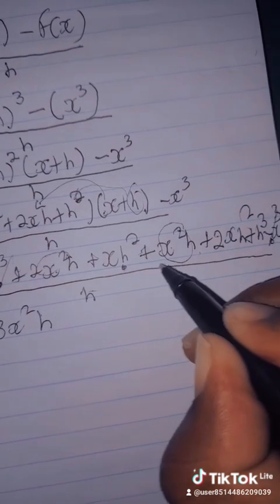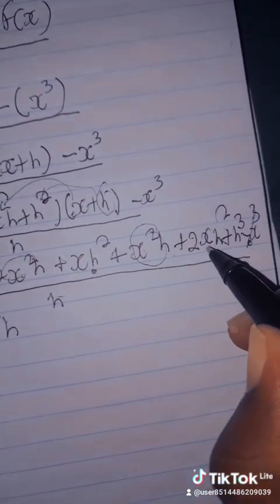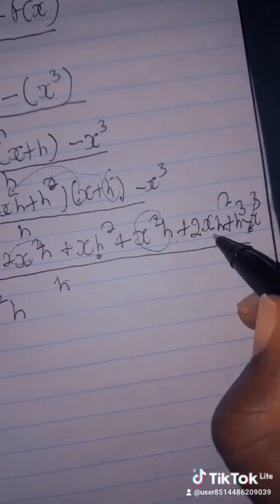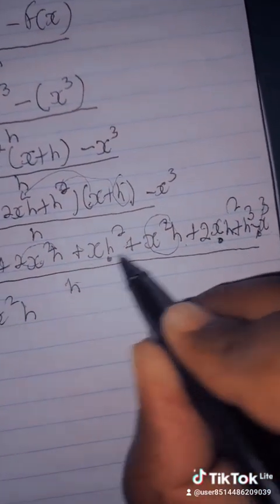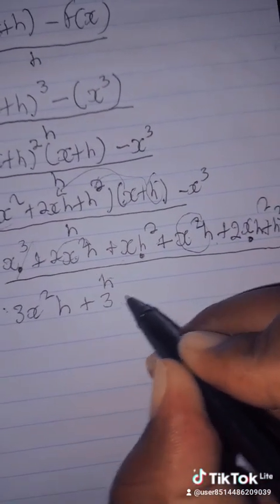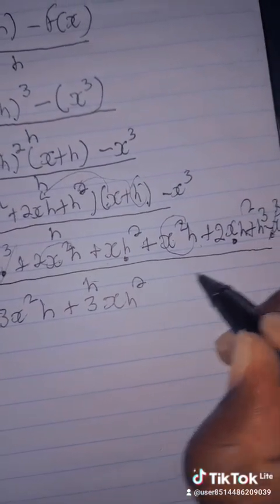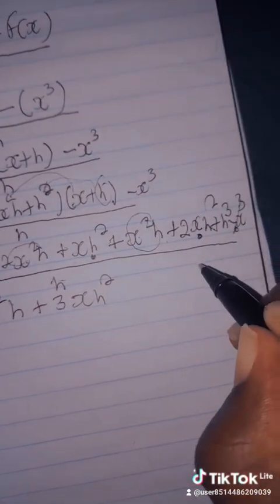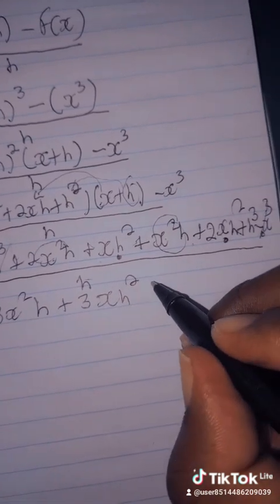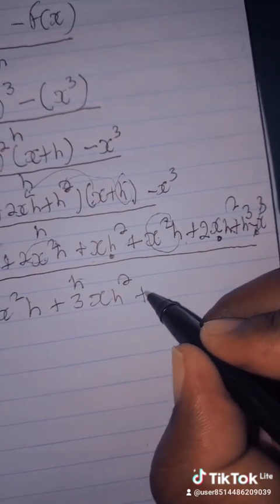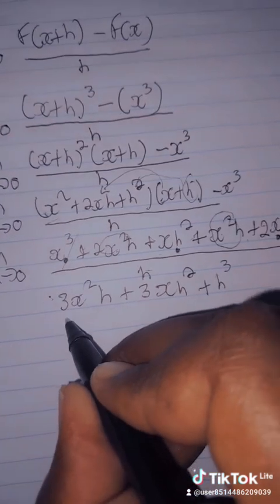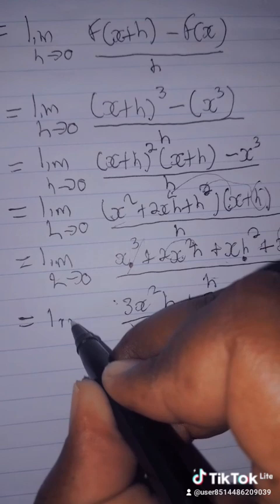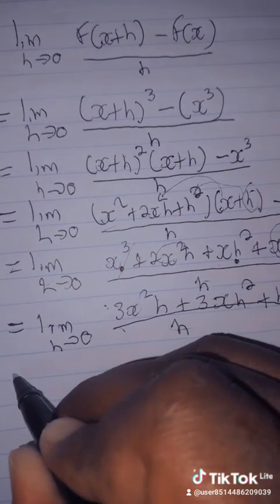Then we also have xh squared. Do we have anything else that has xh squared? Yes, we do. When we add these two, we get 3xh squared. Do we have anything associated with h cube here? No, we don't have it. Let's just say h cube there, divided by h. Don't forget, limit as h approaches 0.